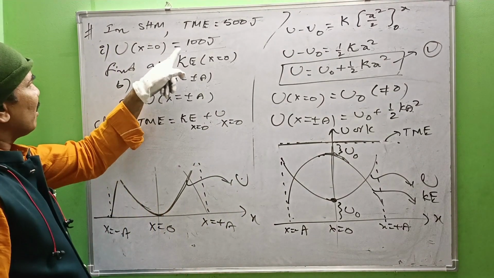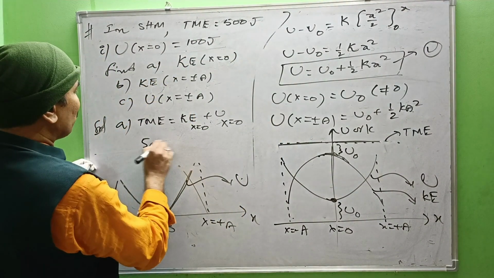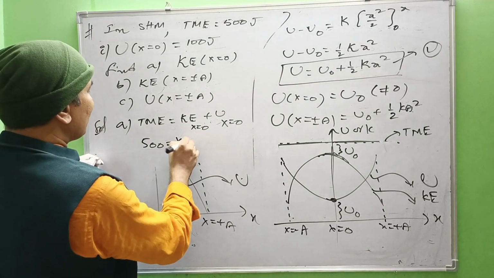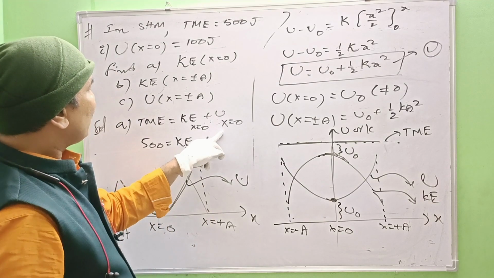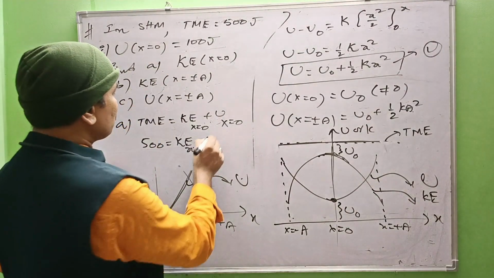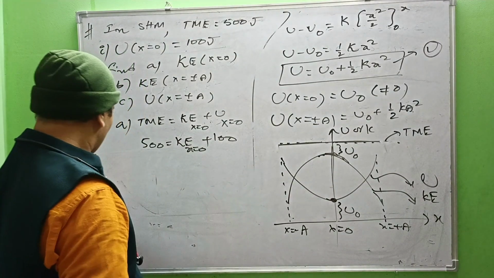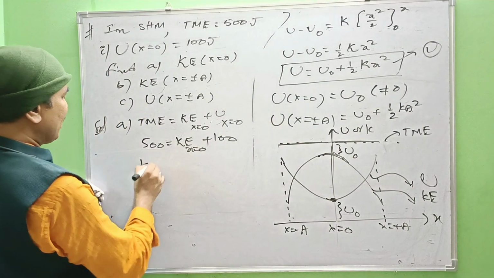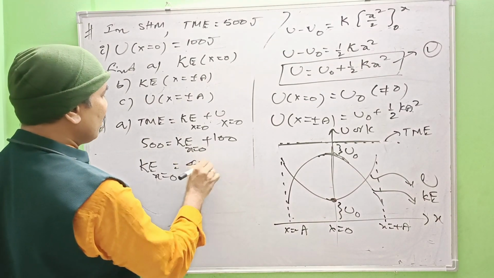What is the total mechanical energy? That is 500 joules at any position. So 500 joules equals Ke at x equal to 0, which is unknown, plus U at x equal to 0, what is the value? 100 joules. That is, what is the kinetic energy at x equal to 0? Ke at x equal to 0 equals 500 minus 100, that is 400 joules.